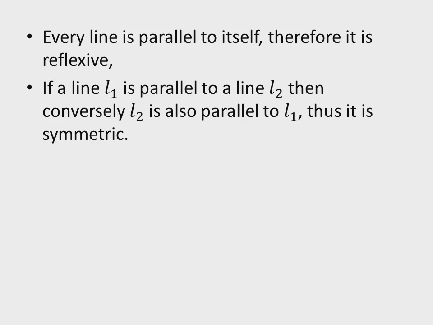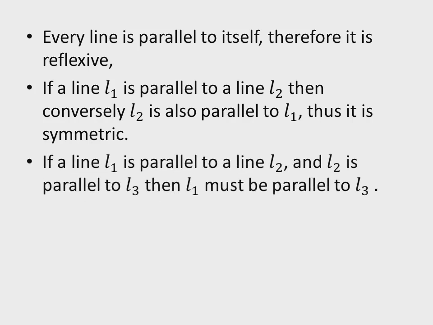Then comes the second one. It is already given in earlier examples. If a line L1 is parallel to L2, then conversely L2 must be parallel to L1. So if L1 is parallel to L2, then L2 must be parallel to L1. Thus if (L1, L2) belongs to R, then (L2, L1) must also belong to R, and that will mean that it is symmetric.